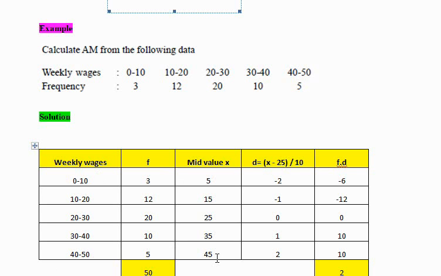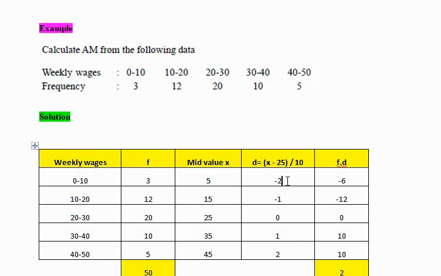Previously I explained how to find the mid value. For the class 0 to 10, add the lower limit 0 and the upper limit 10, then divide by 2, that is 0 plus 10 by 2, it is 5. Then 10 plus 20 by 2, that is 15. 20 plus 30 by 2, that is 25. 30 plus 40 by 2, it is 35. Then 40 plus 50 by 2, it is 45.